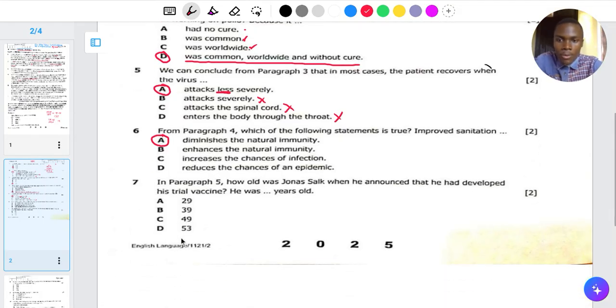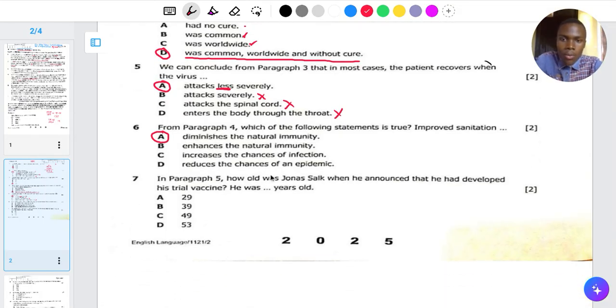Then for question 7 in paragraph 5, how old was John Salk when he announced that he had developed his trial vaccine? He was blank years old. So we need to start from the day he was born up to when he announced the trial for vaccine. So let's see paragraph 1. From paragraph 1, we have seen that he was born in 1914. That is when he was born.